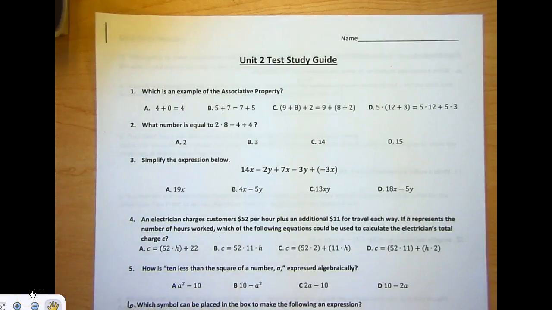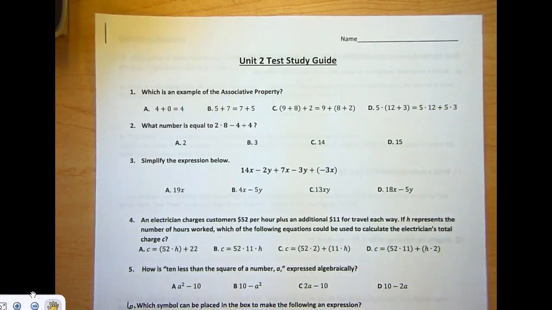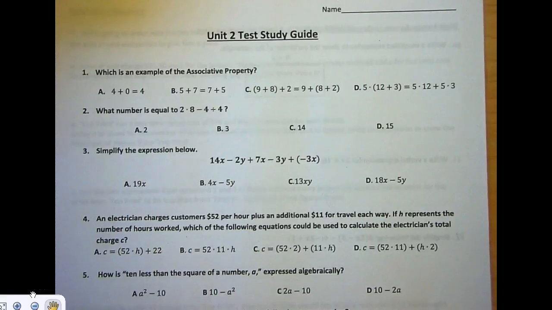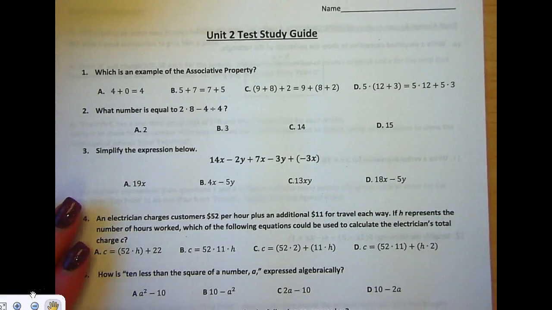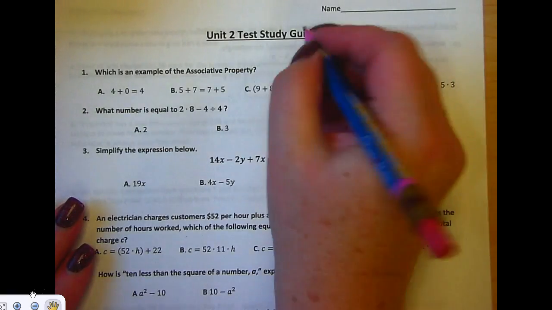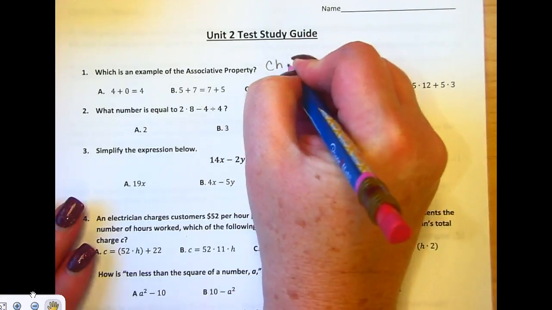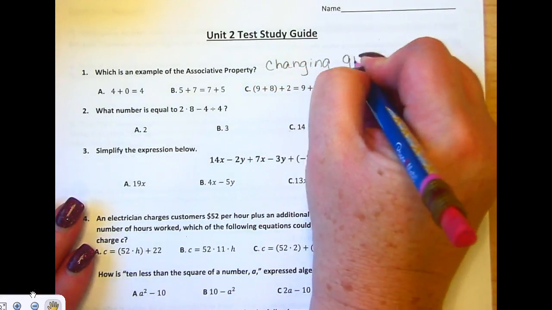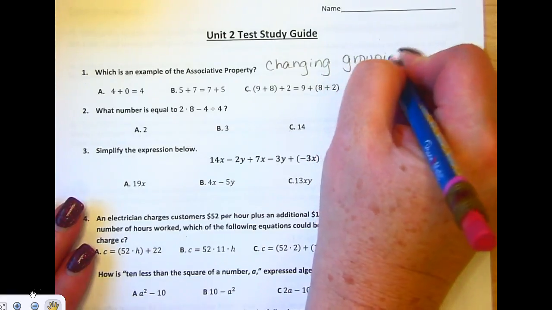Number 1, which is an example of the associative property? Who can tell me something about the associative property, how you would recognize the associative property? What do you think, Anna? So we're changing the groupings, right? Changing the groupings. That means we are changing the parentheses.